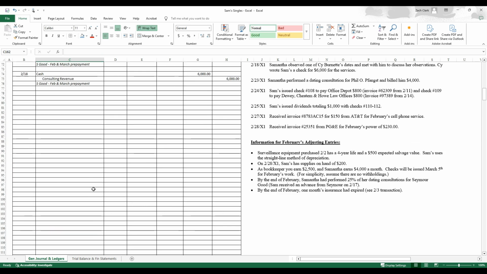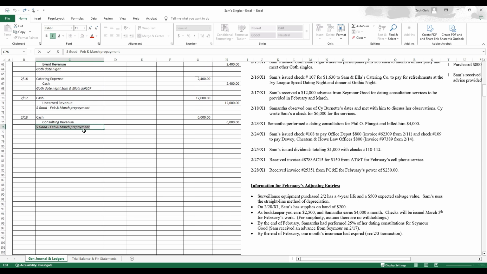Hard to click in. To get in, if you double click to get into the cell, or you can do it up here in the formula bar above. Boom, boom, boom. That was C Burnett.